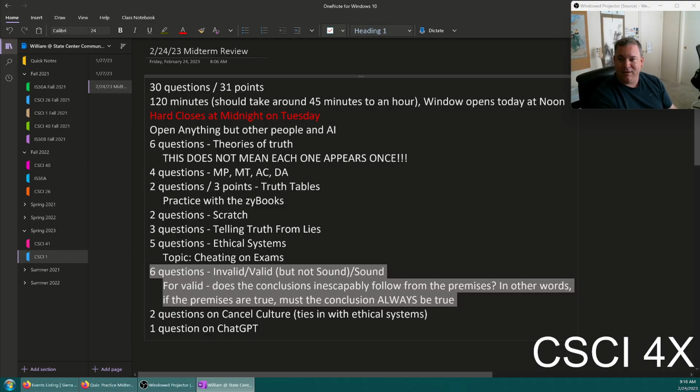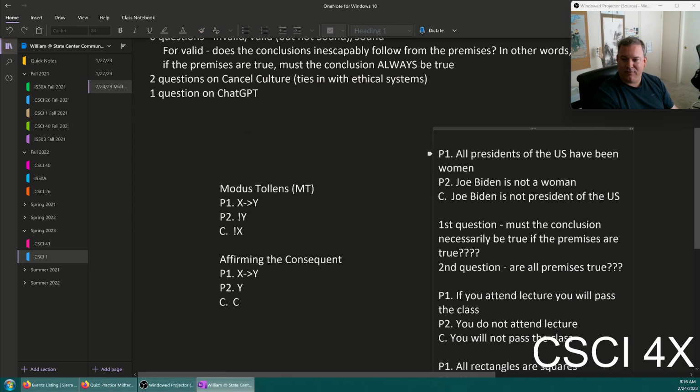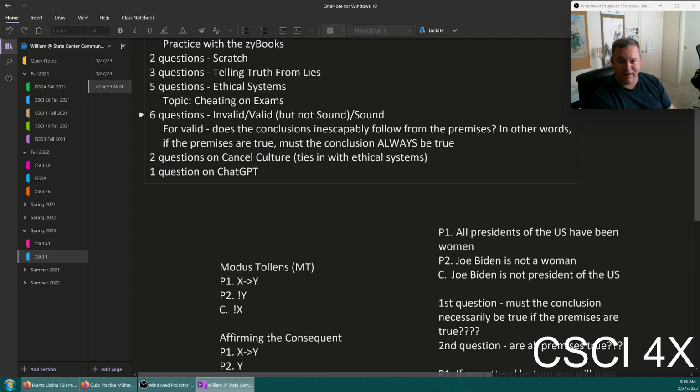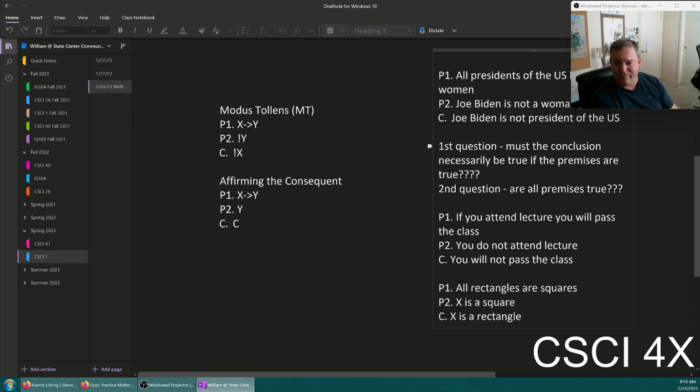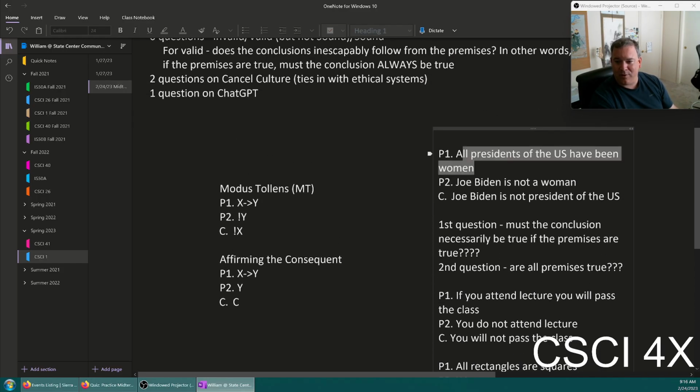Okay. So, for example, how do we analyze an argument for valid, invalid, and sound? Let's review. So here we got an argument. All presidents of the United States have been women. Joe Biden. And now a lot of students will stop here and be like, that's wrong. That's false. It's invalid. No, don't do that. Resist the temptation to just immediately go like wrong.